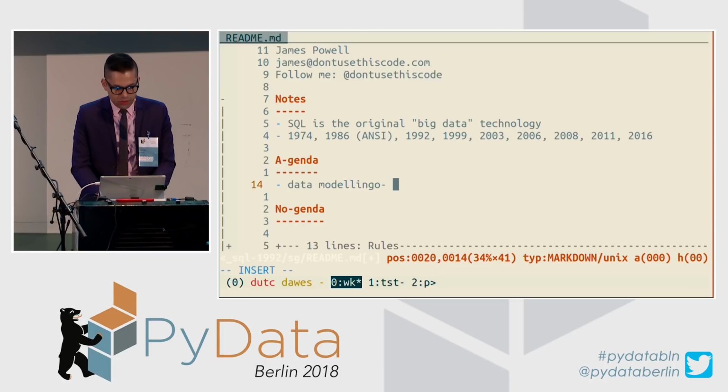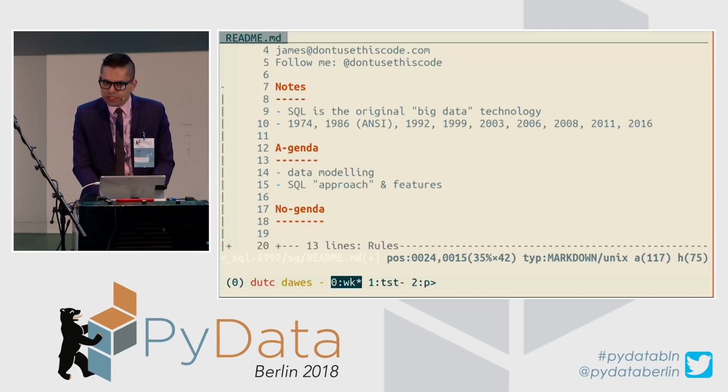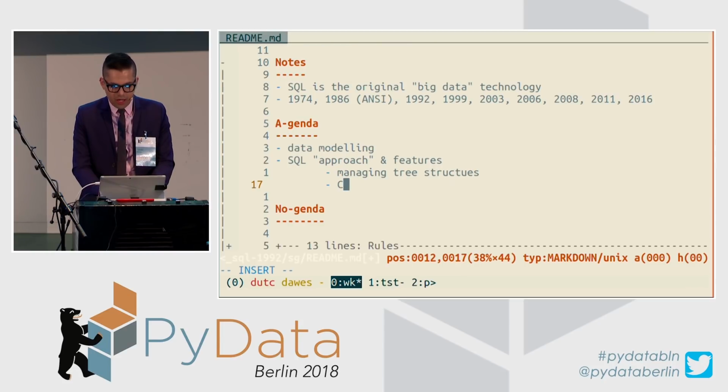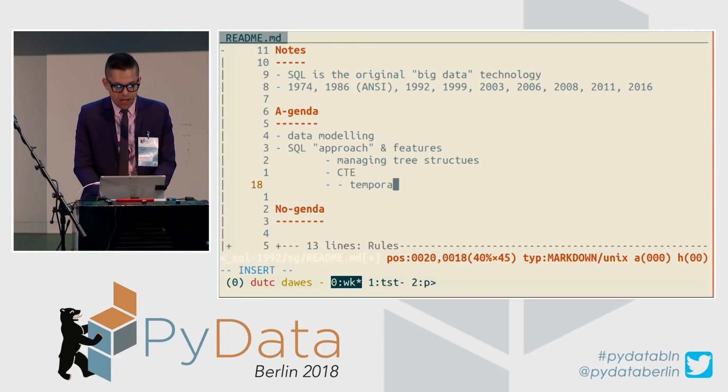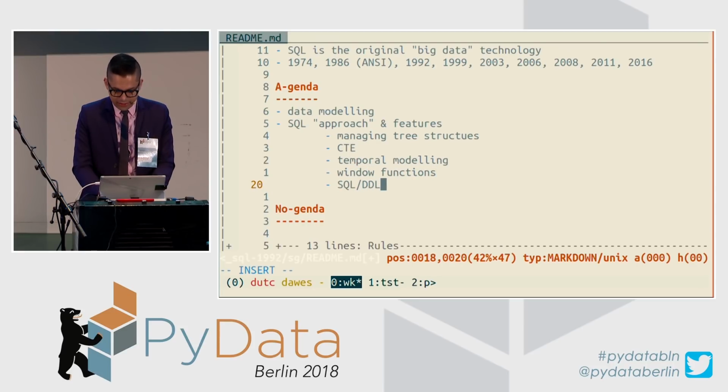I want to talk about data modeling, or maybe the SQL approach, and some interesting features you might not know are actually in SQL. A couple of things which you might have thought are very difficult turn out to be fairly easy. Things like managing tree structures, simple features like common table expressions, the idea of temporal modeling and how powerful an idea this is, and some additional mechanics like window functions and some SQL DDL mechanics.